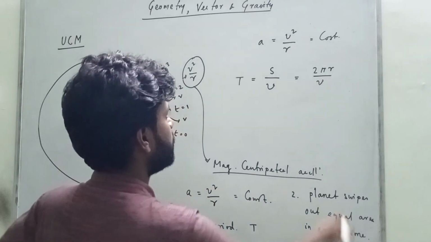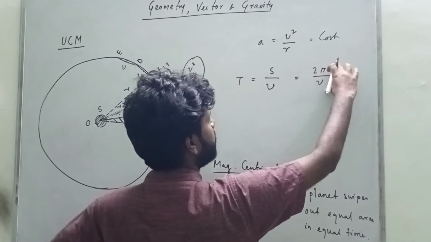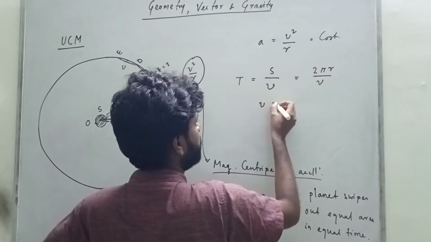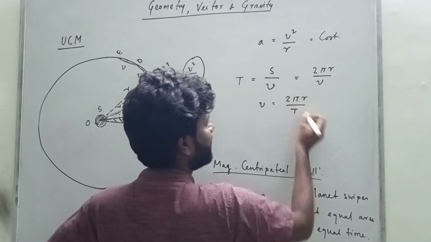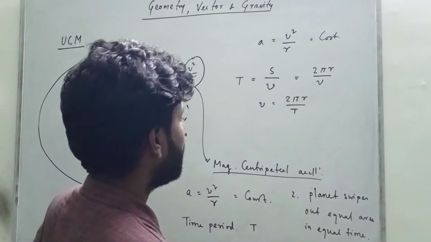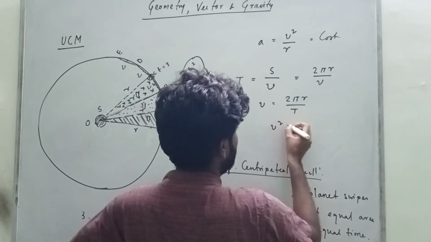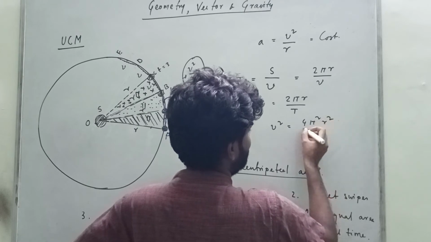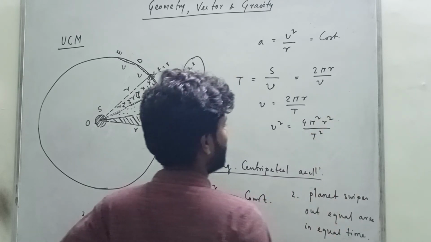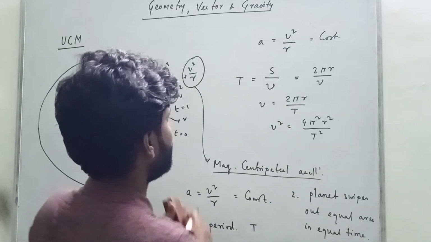So here the T means 2 pi r by v. So v means simply 2 pi r by T. Just a very simple thing. And v square means 4 pi square r square by T square, right? And just place the v square here.